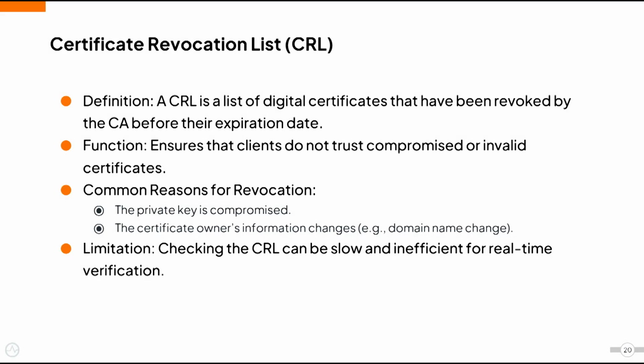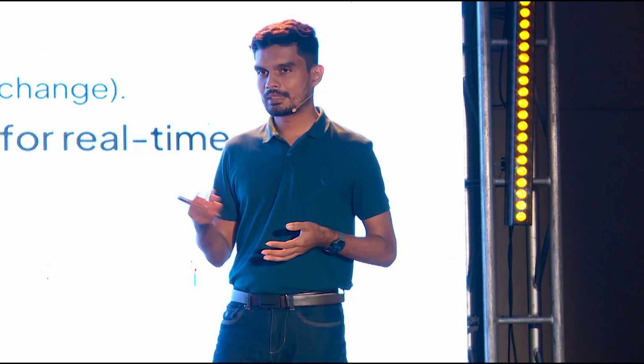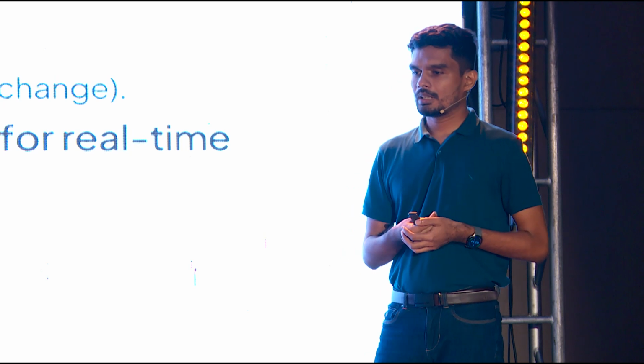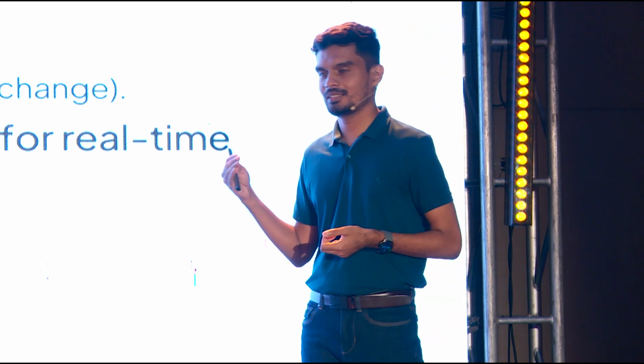Next we have certificate revocation list. Certificate revocation list is used by a certificate authority to communicate about a revoked certificate. So this is a list of certificates that the certificate authority has revoked. There can be several reasons to revoke a certificate. It can be that the private key is compromised, or the certificate owner's details have changed, the domain owner has changed, and so on.